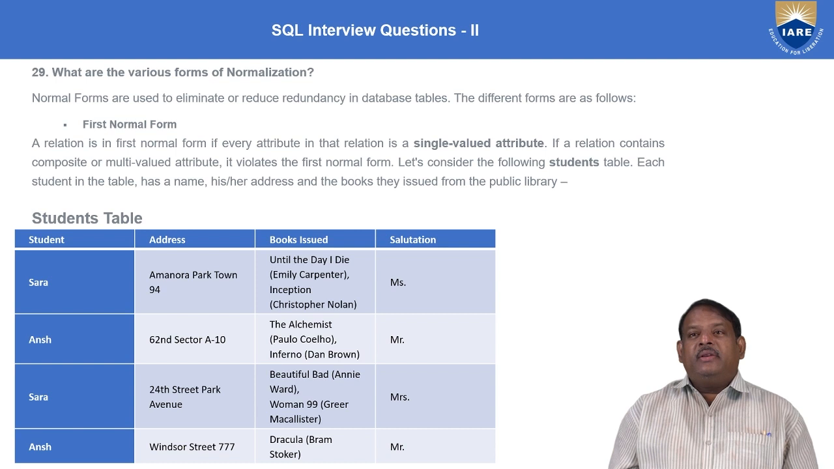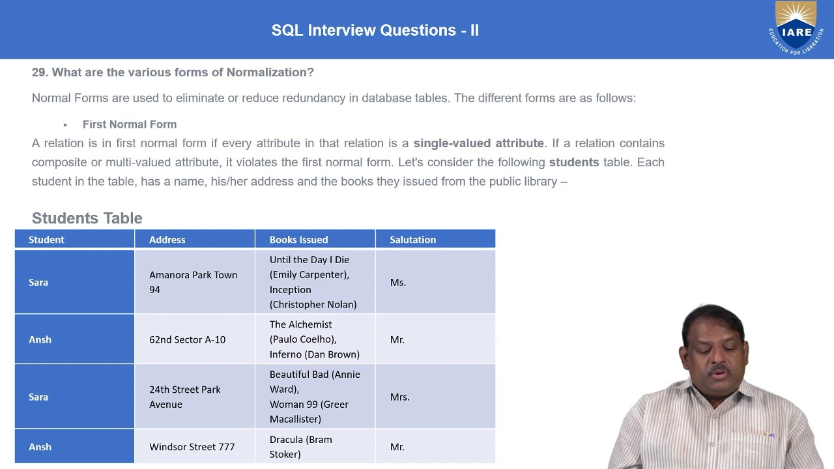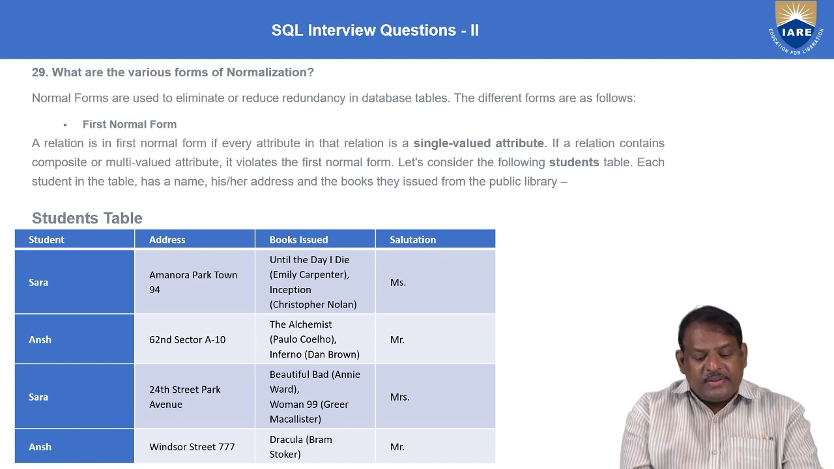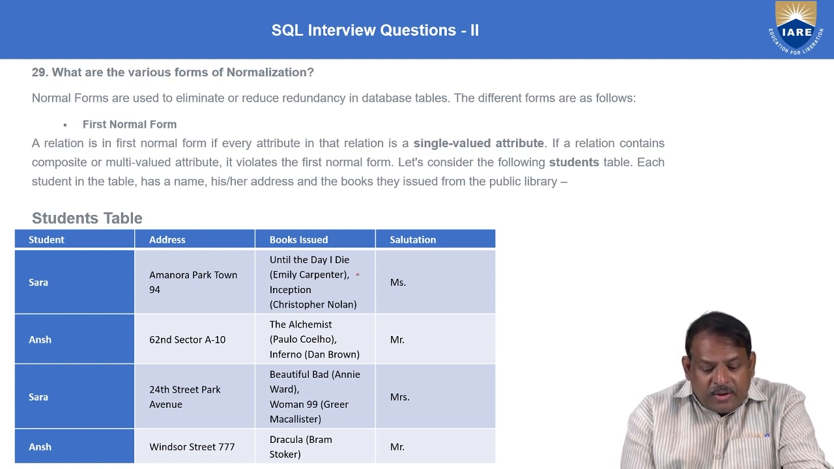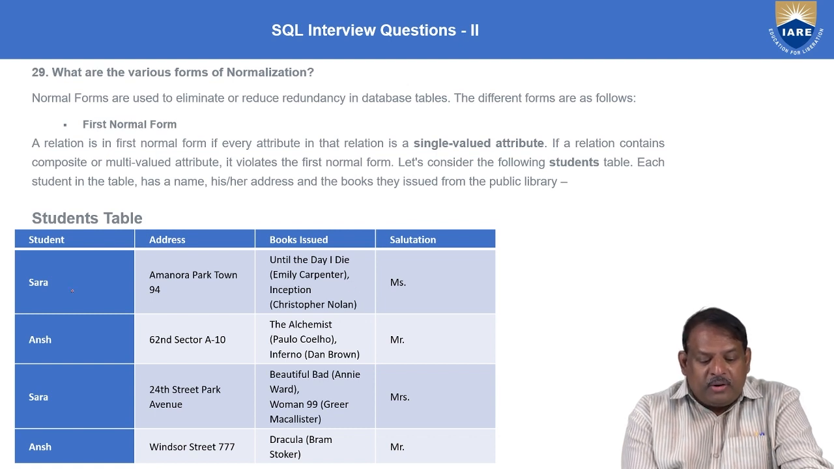So consider the following student example. Each student in a table will have a name, his or her address, and the books they issued from the public library. So the student name is Sarah, the address is this, and she has taken two books here. Okay, now this is a multi-valued attribute. See, for one student you have two books.